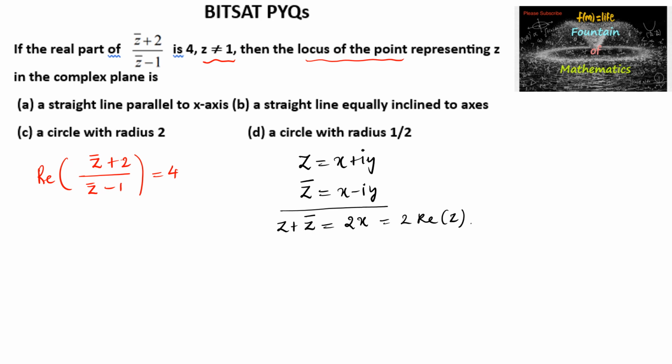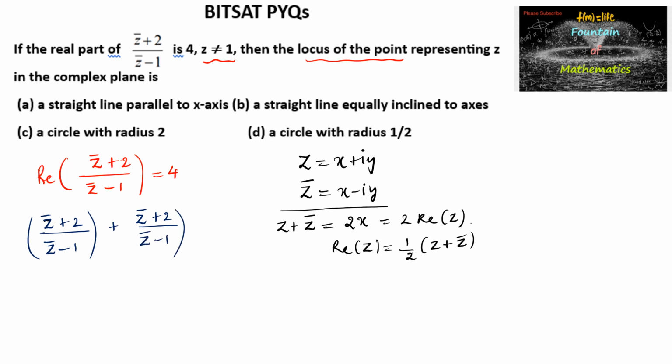So here also we can write the real part of this complex number. Real part of z is equal to 1 by 2 of z plus z bar. Let us use the same concept here: (z bar plus 2)/(z bar minus 1) plus its conjugate, (z bar plus 2)/(z bar minus 1) whole conjugate, is equal to 2 times 4, which is 8.